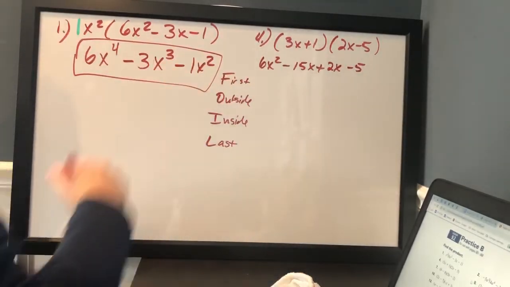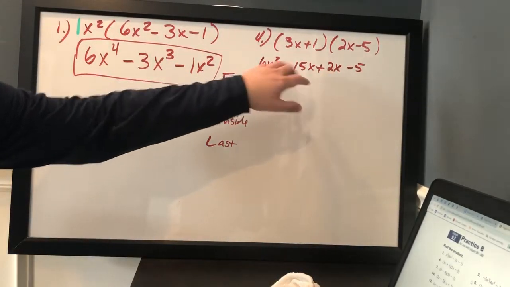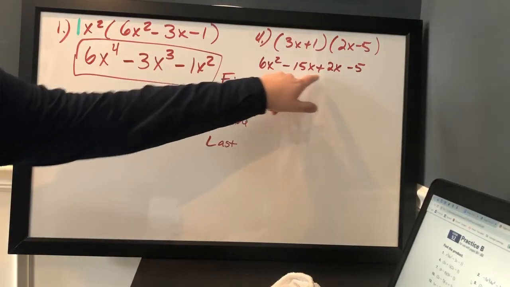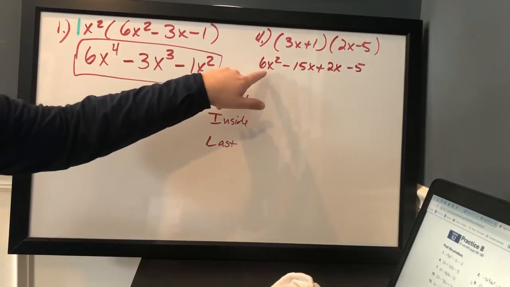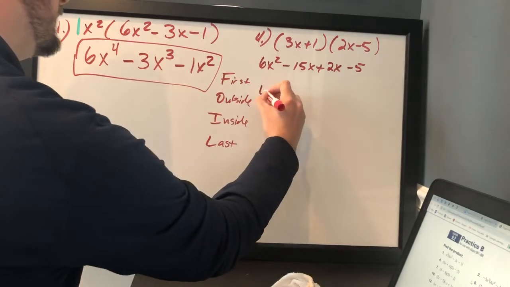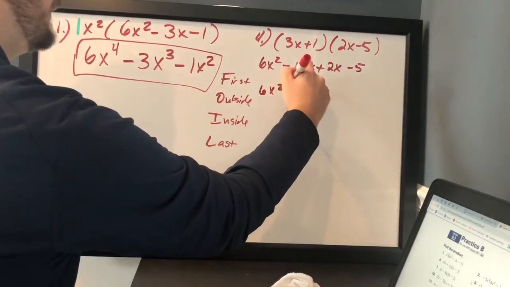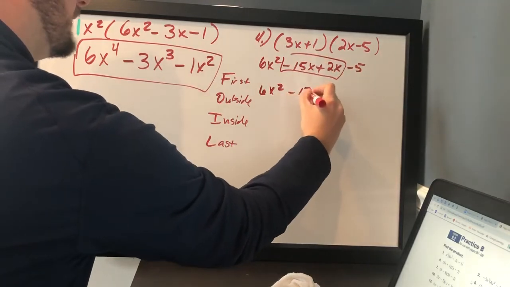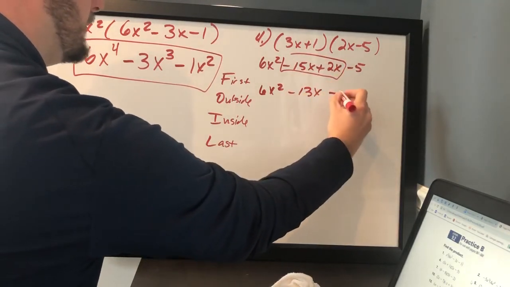So just like in this problem, we look to see is there anything we can combine before we write our final answer. In this case, there are. The two middle terms can be combined. So we bring down 6x squared. Then you have negative 15x plus 2x gives us negative 13x. And then you bring down the minus 5.